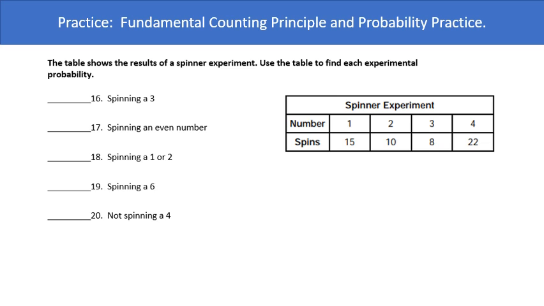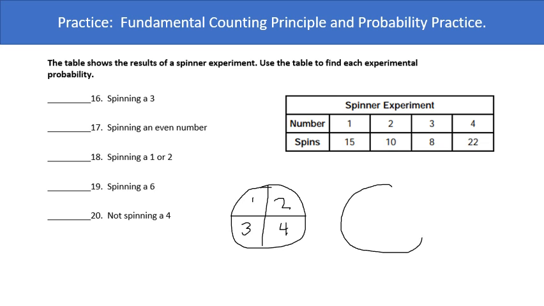But see, here's the thing. We don't know what this spinner looks like. Let me show you an example. It's possible that our spinner looks like this: one, two, three, 4. 4 equal sections, right? That's possible. But no one says that each section has to be the same size.